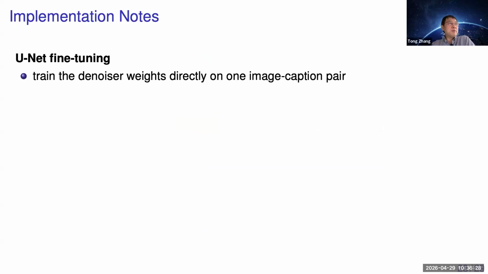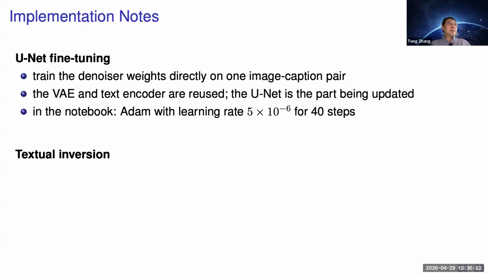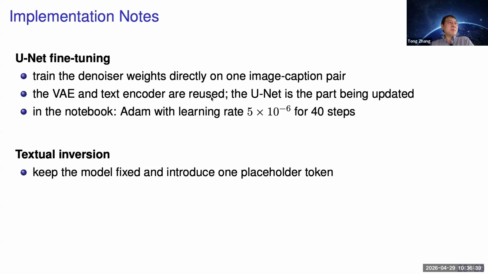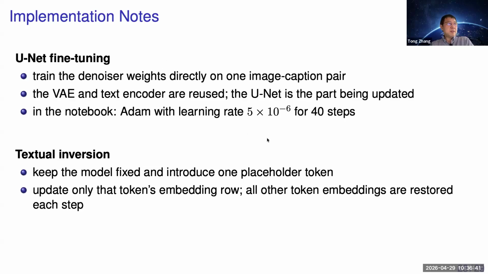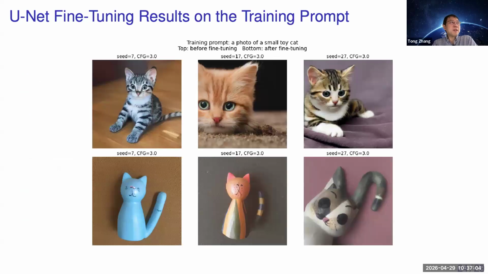I quickly mentioned fine-tuning, training the weights on the image-prompt pair. In the notebook, they add this here. This one is 400 steps and so on. Because you are training the whole network, you need a smaller learning rate, otherwise the update is too aggressive. For the other one you can have a higher learning rate because you are training a very small part of the network. Here is the example.